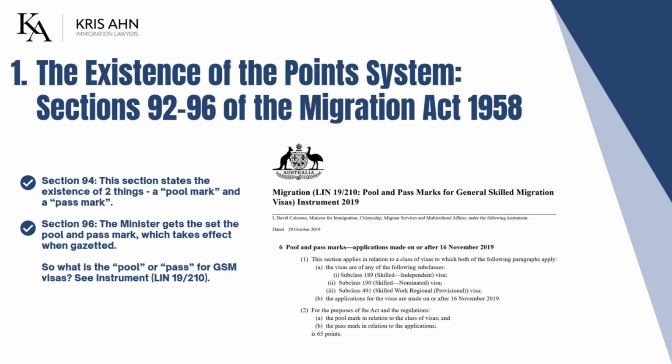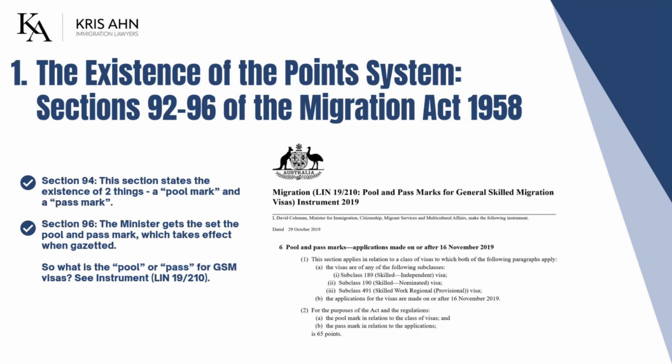The next bit is Section 94, and this one reveals the existence of 2 super important numbers. One is the pool mark and one is the pass mark. For this kind of visa, you can see them in this instrument here. To be in the pool of applicants, it's 65, and to make a proper application, you need 65 points. So this is where the 65 points comes from. I've always been curious about why the department says you have to have 65 points, and this is the part where it says that you have to. So it's good background knowledge.